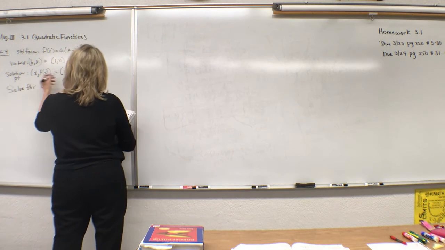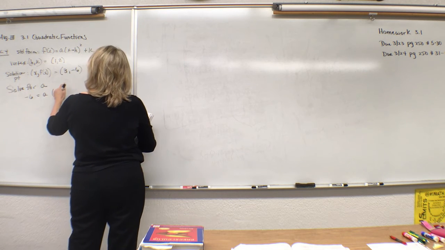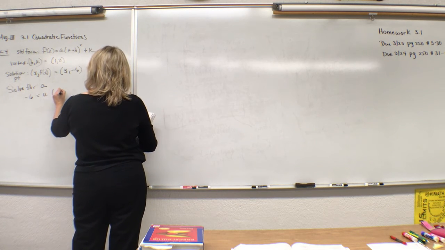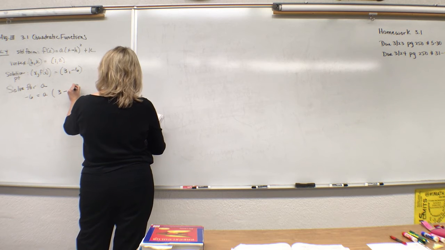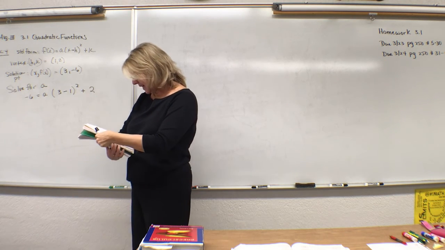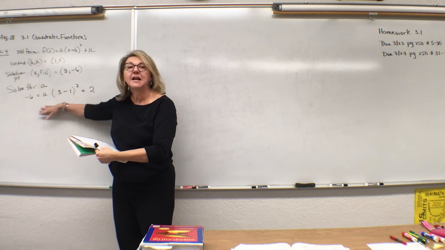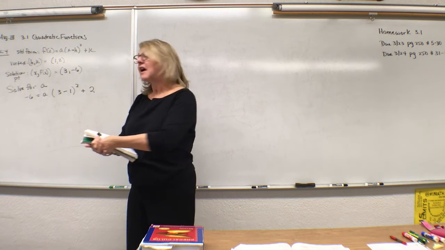So f of x is the y value, that's negative 6. The a we do not know. The x is 3. The h is 1, squared. The k is 2. So literally all I have done is model this standard form, plugging in the given information. Now let's solve for a.